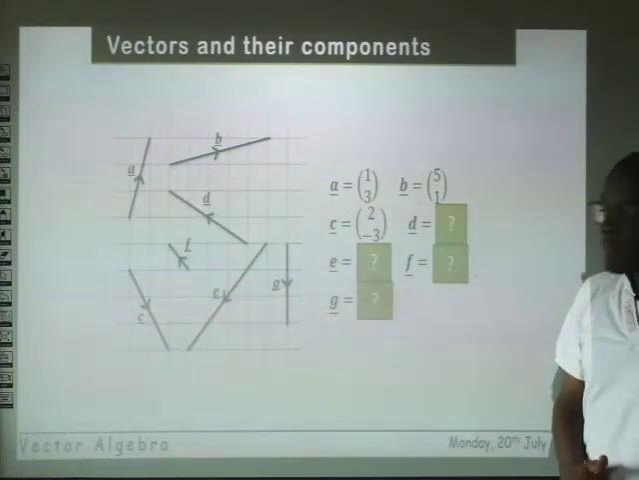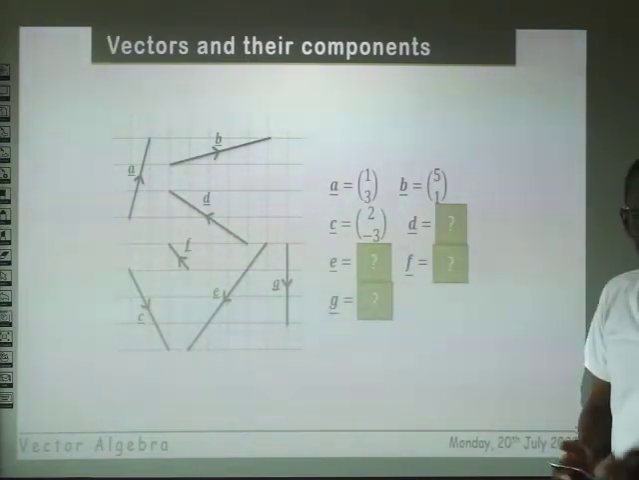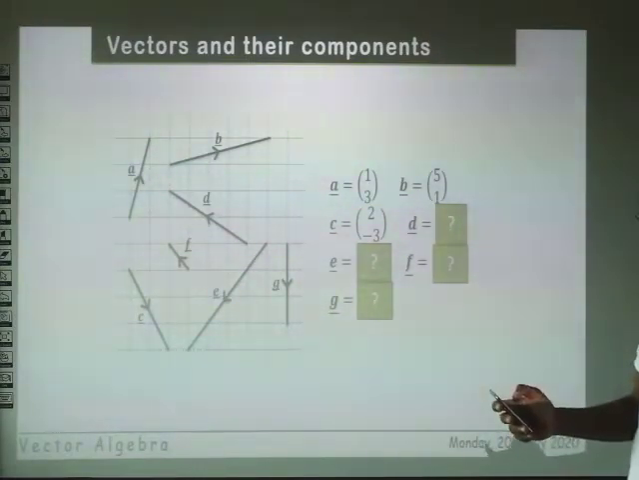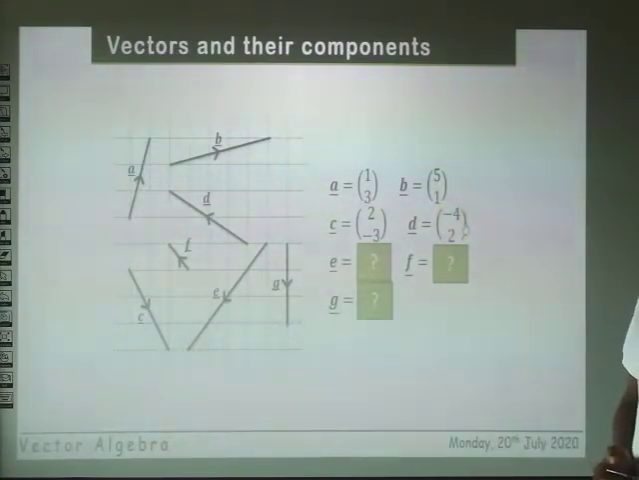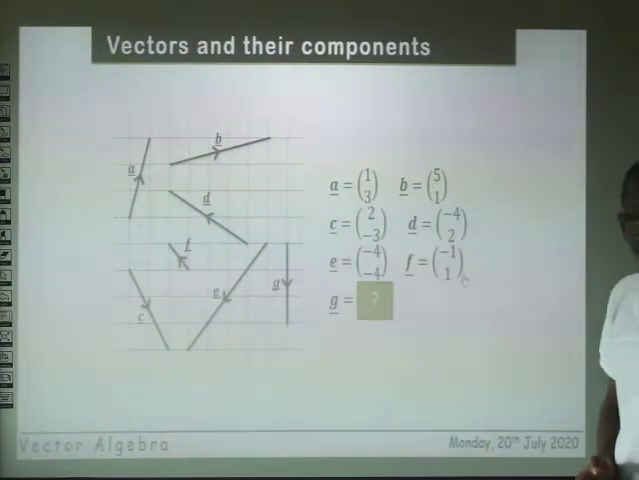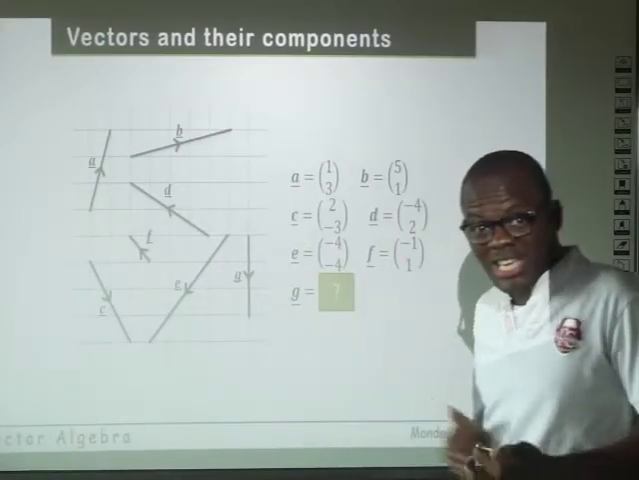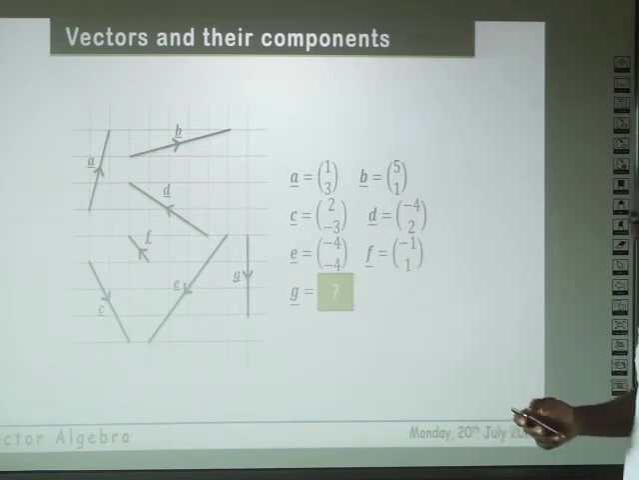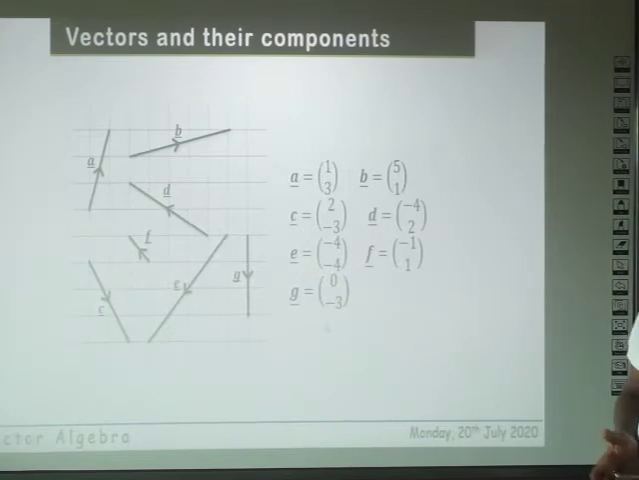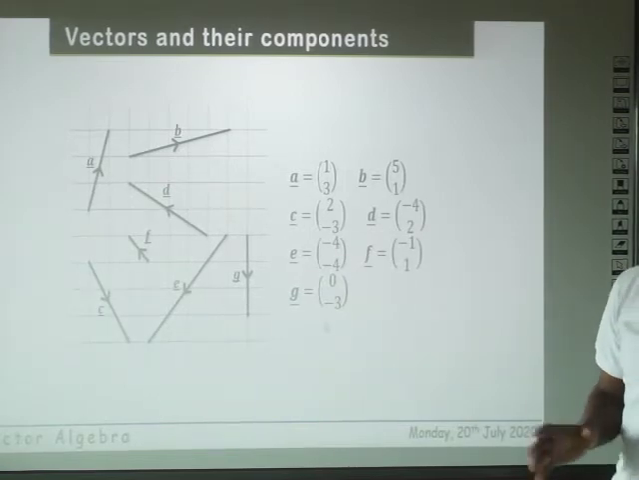Okay, and how about D? D and 1. Okay, D, your answer should be minus 4 and 2. E, minus 4 and minus 4. F, minus 1 and 1. For G, which is the last question remaining for this little exercise, let's see. So for G, that is the component representation.